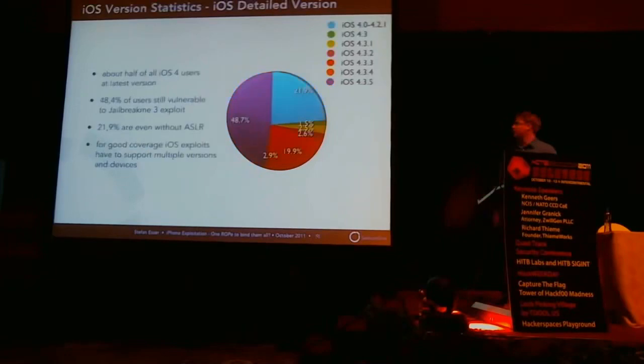Now we can break down the users a little bit more, and we can see that about half of the users are running the latest iOS 4 build, but about 48.4% are still running older versions, and so are vulnerable to this jailbreakme.3 exploit. So you can remotely jailbreak these iPhones, which is about half of the users. And of course, you see there are a lot of different versions, and a good exploit should support multiple versions.